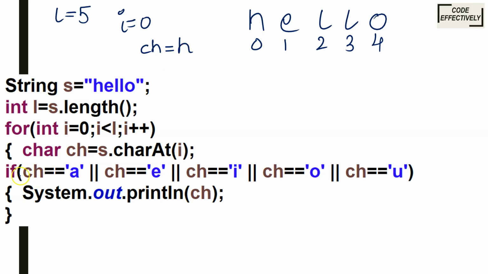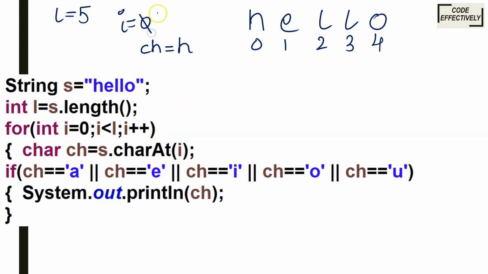Now it will check if ch equals a. No, h is not equal to a. Again it will check, or ch equals e. What is the value of ch? h. h is not equal to e, h is not equal to i, h is not equal to o, h is not equal to u. So the condition gets false. Again the loop will go up and it will increase the value of i.